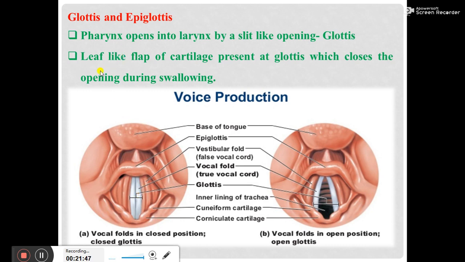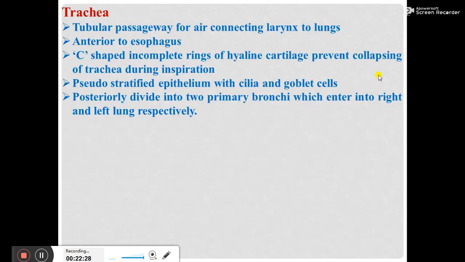Next, what is epiglottis? Epiglottis is a leaf-like flap of cartilage present at the glottis, which closes the opening during swallowing. Epiglottis is shown here. It is a flap-like cartilage over the glottis region. It closes the glottis when food is taken in or the swallowing process is taking place, because this opening leads to the respiratory system and the food particles should not enter into it. So the epiglottis helps in covering the glottis. These are two parts, glottis and epiglottis.